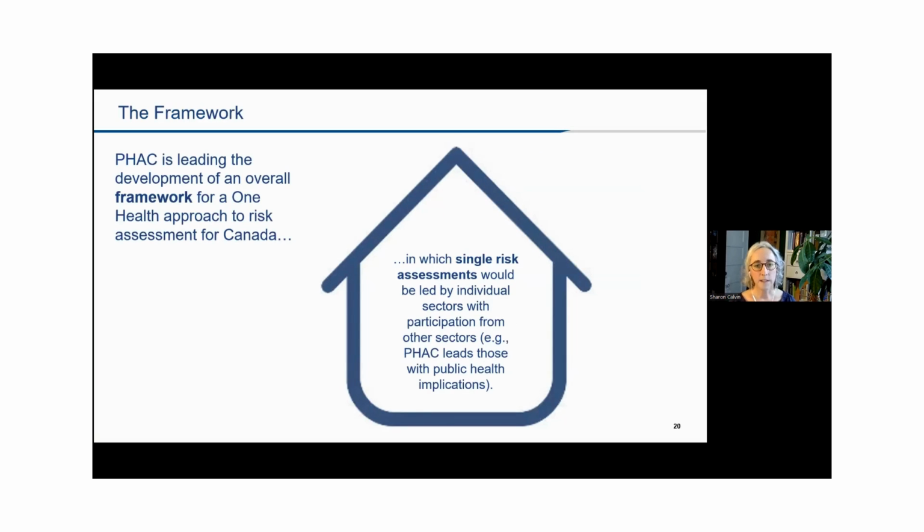Although FAC is leading the development of an overall framework for a One Health approach, within this, single risk assessments would be led by individual sectors with participation from other sectors. And there's guidance on how to determine which sector would be the best lead, whether it be based on mandates or capacities. And then we also have guidance on what to do if there's no clear lead, and how to escalate that issue to try to find a lead, or just to make sure that the issue doesn't get just dropped.